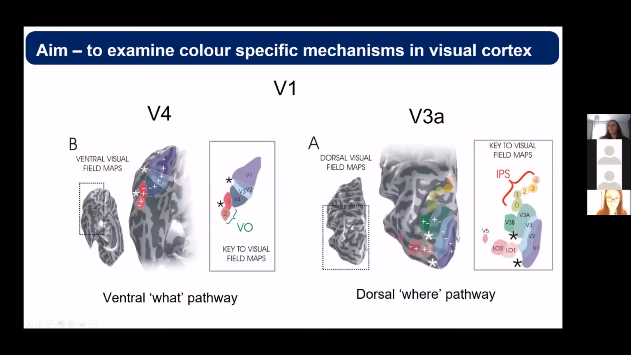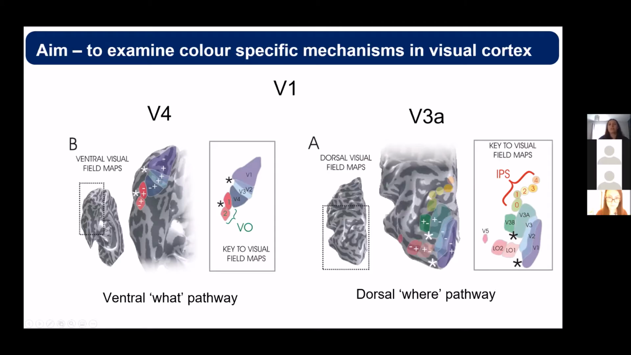The aim of both the experiments I want to talk to you about today was to examine the colour-specific mechanisms in visual cortex. So we chose to look at V1 alongside one area from each visual stream. This is the ventral stream, and we've twisted the brain round here, so now you're looking at the bottom, and it goes from V1 all the way to V4 here. This is the dorsal stream, and so we've twisted the brain back round again so that you're looking at the back, and this goes again from V1 to V3A here.